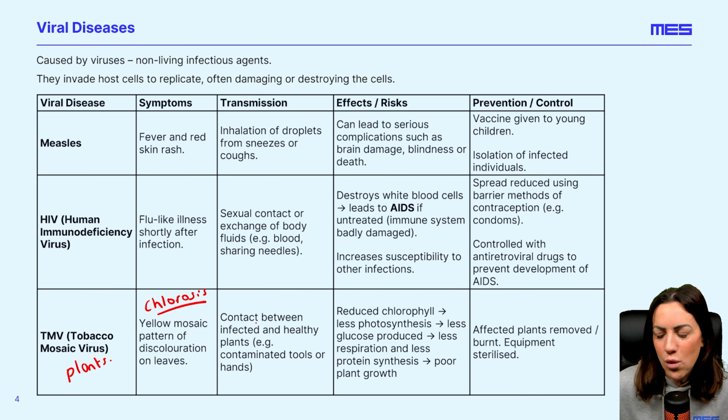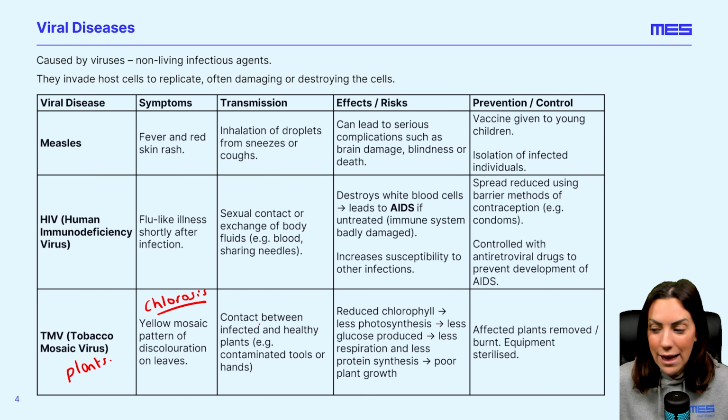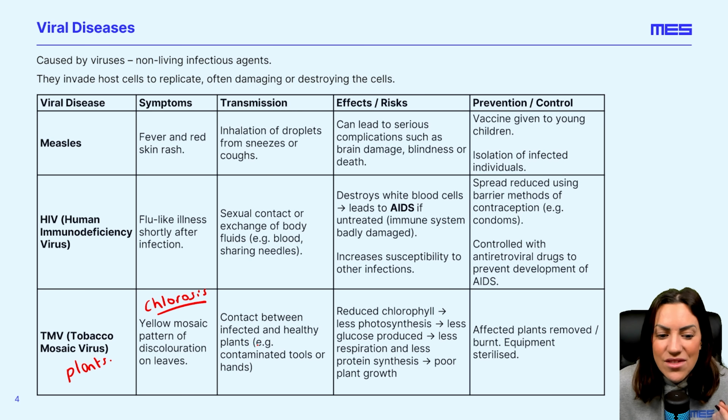How is it spread? Well, it can be spread by direct contact of an infected plant with a healthy plant. So the virus can spread that way, but it could also spread via contaminated tools that gardeners use or on the hands of the gardeners. It can be spread from plant to plant in that way.